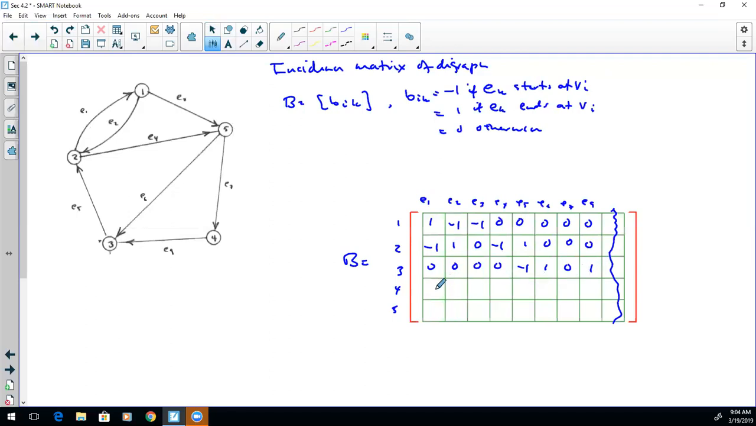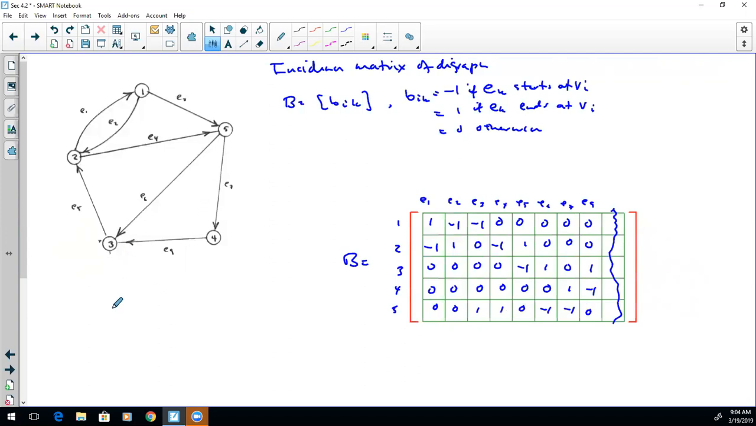For 4, edge 4 doesn't have anything to do with any of these guys until you get down to 7 and 9. 7 goes into 4, and 9 goes out of 4. And vertex 5, 1 and 2 don't have anything to do with it. 3 goes into, 4 goes into, 5 doesn't do anything with vertex 5. 6 goes out of, 7 goes out of, and 9 doesn't do anything there. So this is the incidence matrix of this directed graph B.